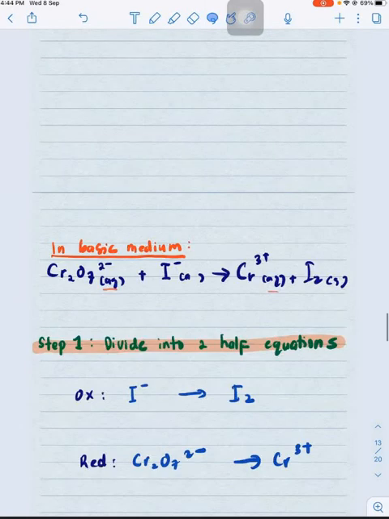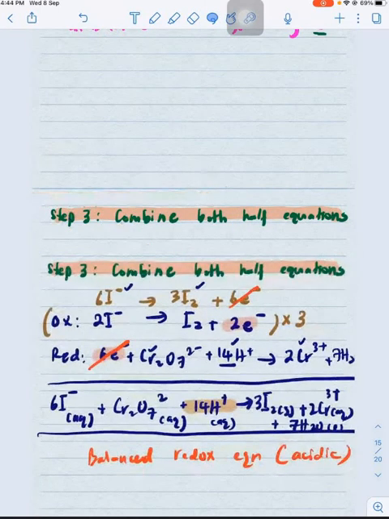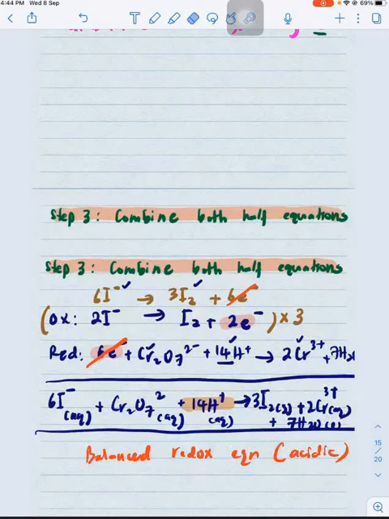Okay. So kita buat benda yang sama. Oh, sekejap. Okay, mari padam ni. Okay.